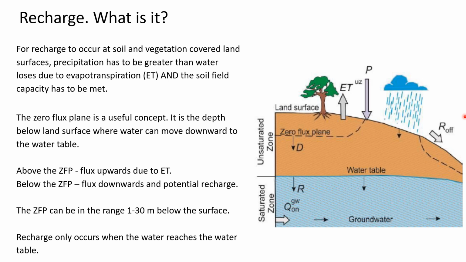And if P is greater than ET, water will accumulate in the soil, and when the soil reaches its full capacity, the point when it can hold no more water, then it can start to lose water. And this may occur from runoff over the surface, so that's the R term here, or you might get what is called deep drainage, or drainage down to the groundwater level, which is this term D here.